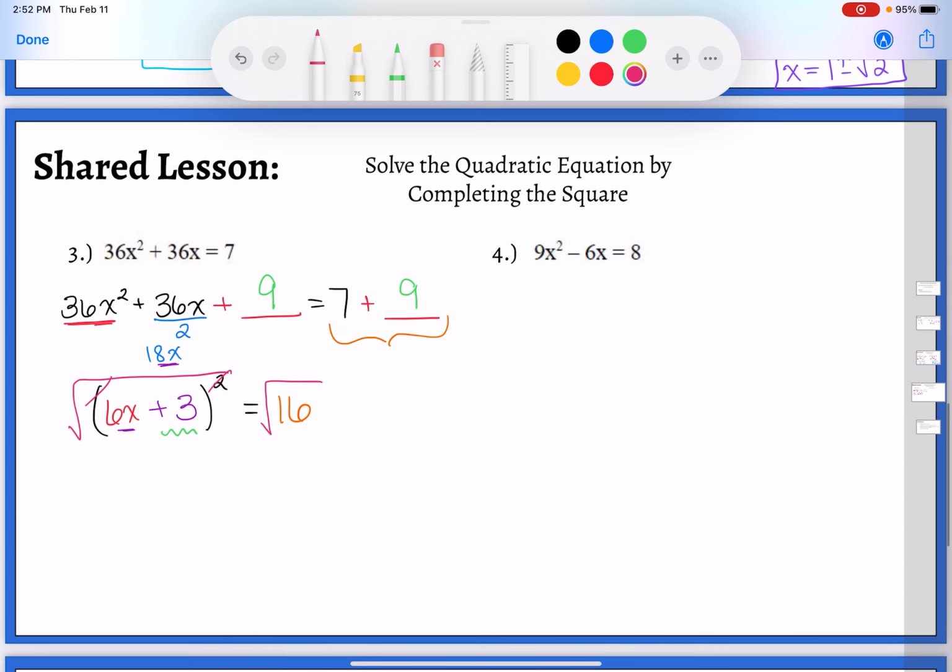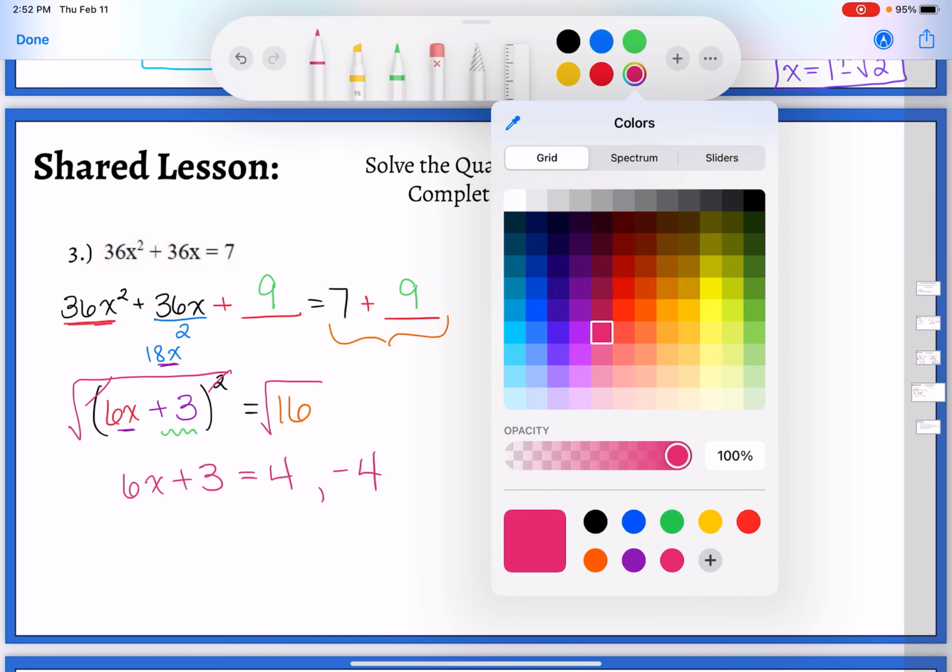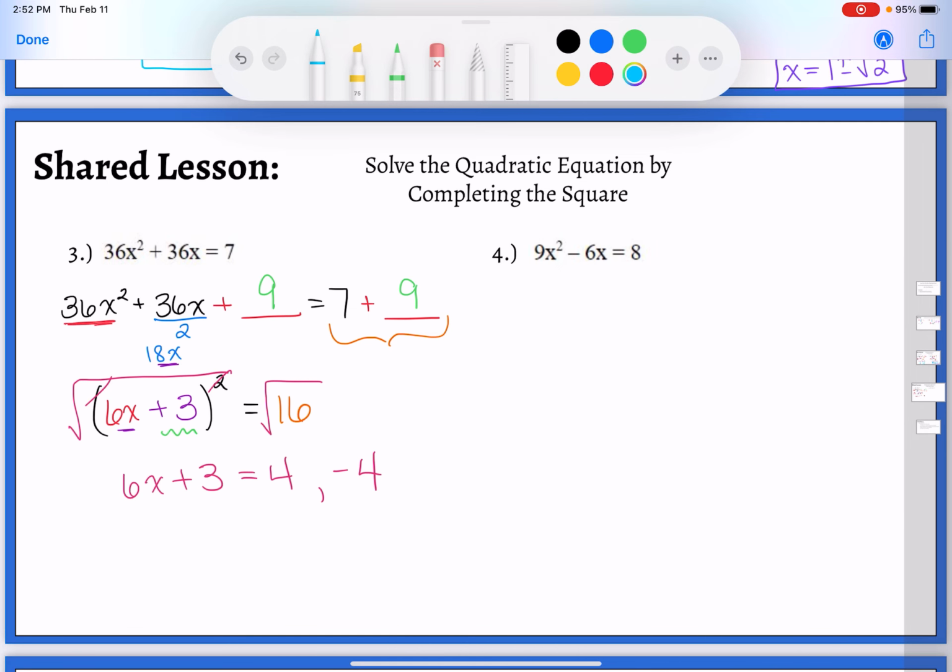Squared and square root cancel, and I'll get 6x plus 3 equals the square root of 16, which is 4 or negative 4. And since that's not a radical, I'll probably write it next to each other rather than using the plus or minus. Now there's more to do on this one. First I have to subtract 3 from both possibilities. 4 minus 3 gives me 1. Negative 4 minus 3 gives me negative 7. But that's not it. Now I also have to divide both possibilities by 6. So x could equal 1/6 or x could equal negative 7/6.